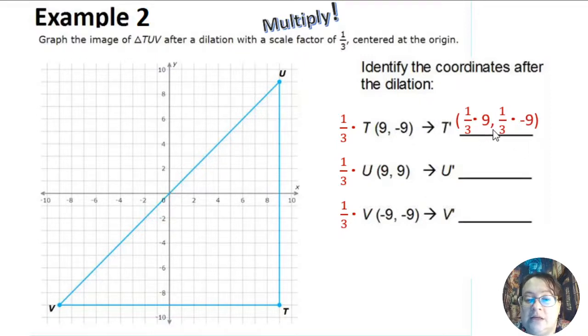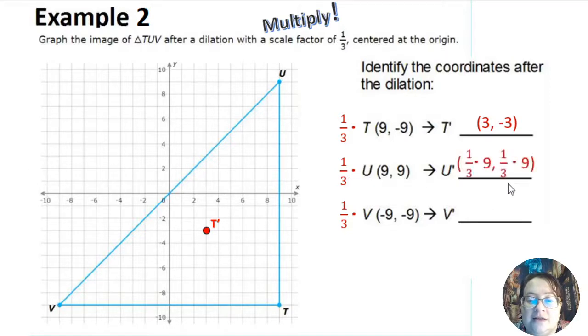1/3 times 9 is 3. 1/3 times -9 is -3. So 3, -3 is my new point T. 3, -3, I'll put a new point there and label it T prime. Next, 1/3 times point U. So 1/3 times 9 and 1/3 times 9. Simplified is 3, 3. So at 3, 3, I'll put a point and label it U prime.